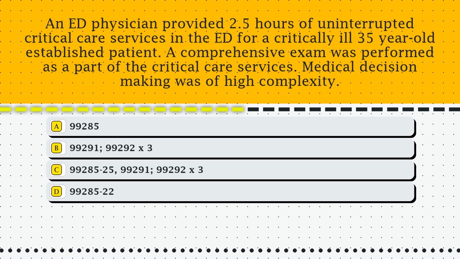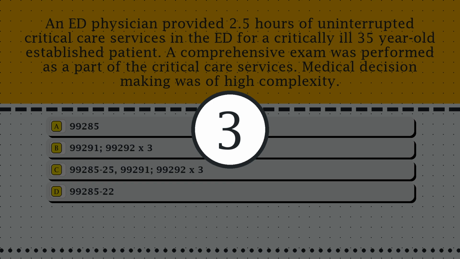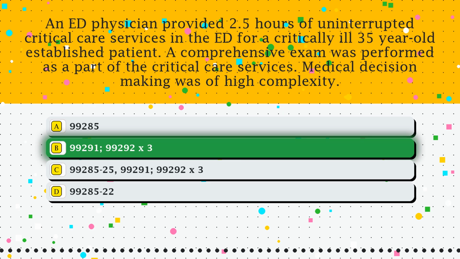Option A, 99285. Option B, 99291, 99292x3. Option C, 99285-25, 99291, 99292x3. Option D, 99285-22. The correct answer is option B, 99291, 99292x3.